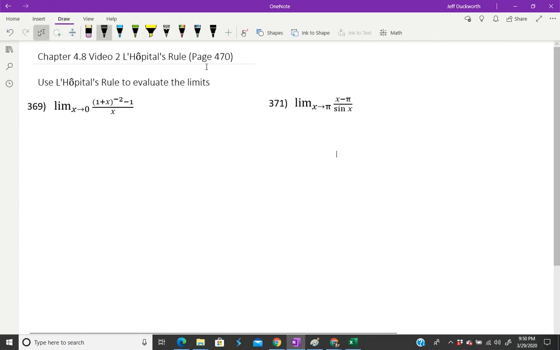All right, in video one for 4.8, I did two problems that dealt with the L'Hopital situation where we have infinity over infinity. Here, I'm going to do two where the limit goes to 0 over 0. So we're going to do that first case. We're going to use L'Hopital to evaluate the limits. These are two from the book, the homework questions, and these are 369. We'll do the first.